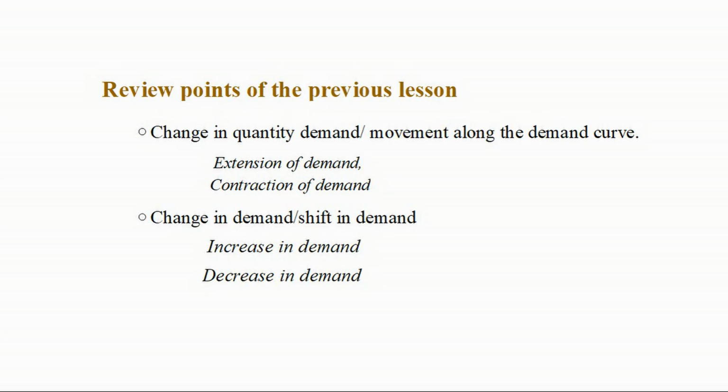The other one is shift in the demand curve, or change in demand. This is due to factors other than the price of the commodity. Factors other than price mean change in income of the consumer, taste and preference of the consumer, or the price of related goods. All these factors may result in a shift in the demand curve. The entire demand curve will shift to the right or to the left according to the changes in the factors other than price. Whenever there is a positive change in these factors, the demand curve might shift to the right.